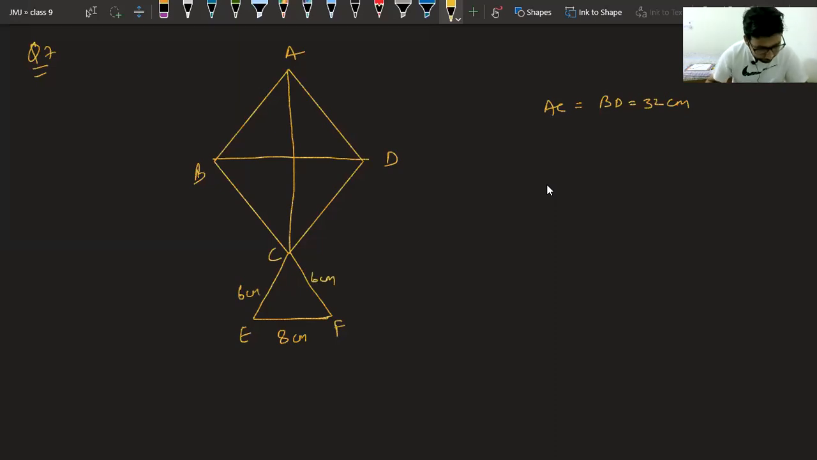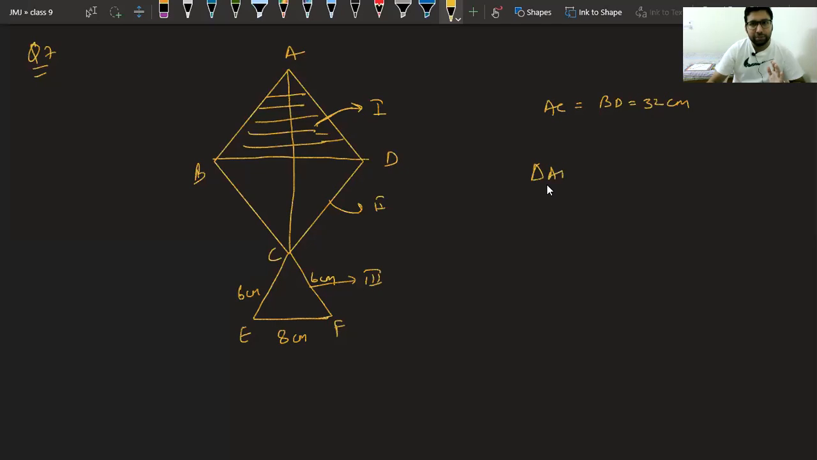Now tell me, there are 3 different shades. This is the first shade, this is the second shade, and this is the third shade. We have to find the area of these 3 shades. First tell me, how can we find the area of this first shade? Class, you know the length of the diagonal. How can you find the area of triangle ABD?